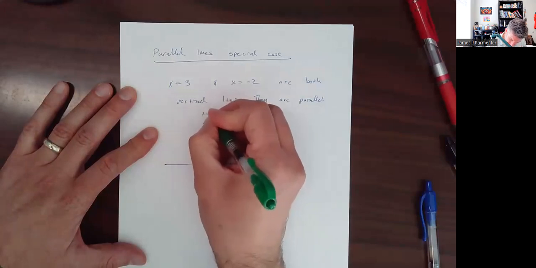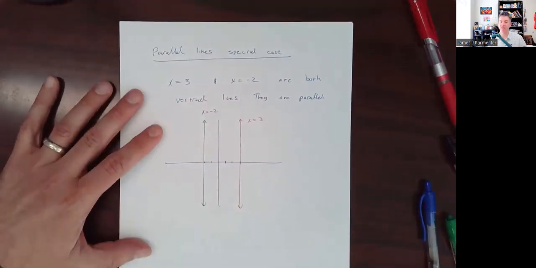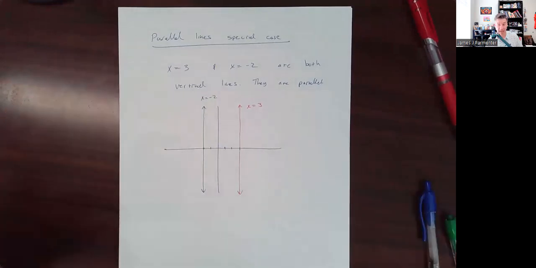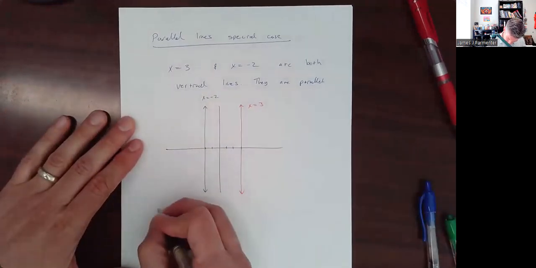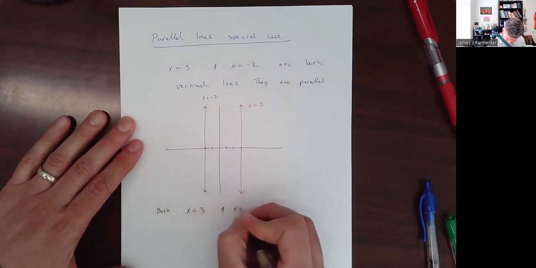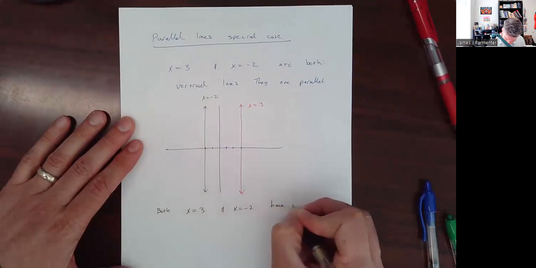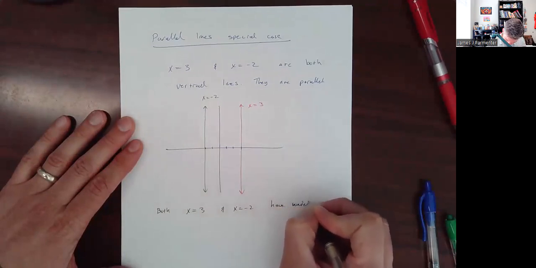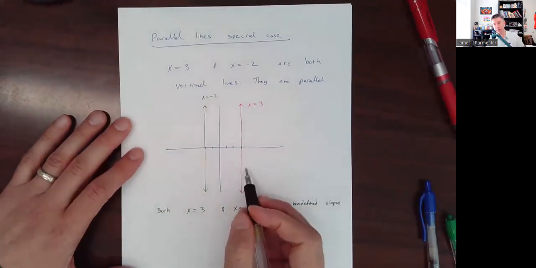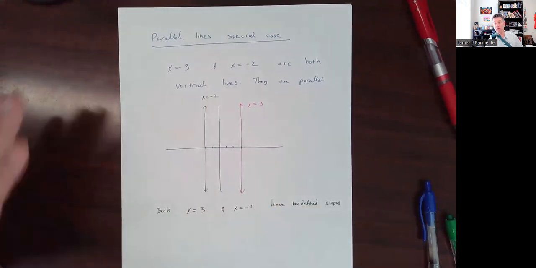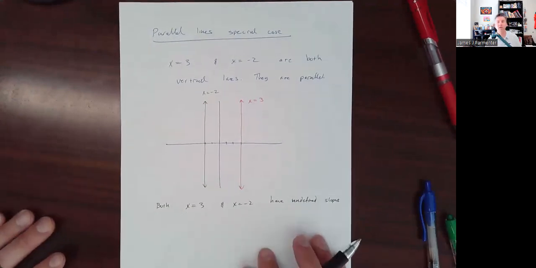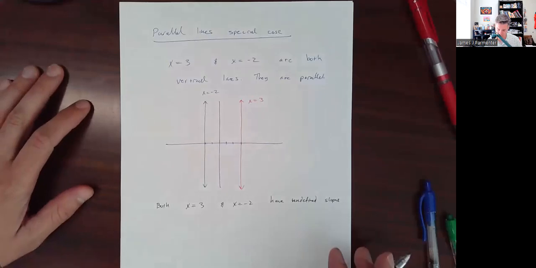The thing that makes this a special case is that we can't actually say that these lines have the same slope, because their slopes are undefined. So both x equals 3 and x equals -2 have undefined slopes. And it is not correct to say that the undefined slope here is equal to the undefined slope here. We can't say the two undefined things are equal to each other. It's just not how it's done in mathematics. So we just say that when the lines are vertical, they're parallel to each other.